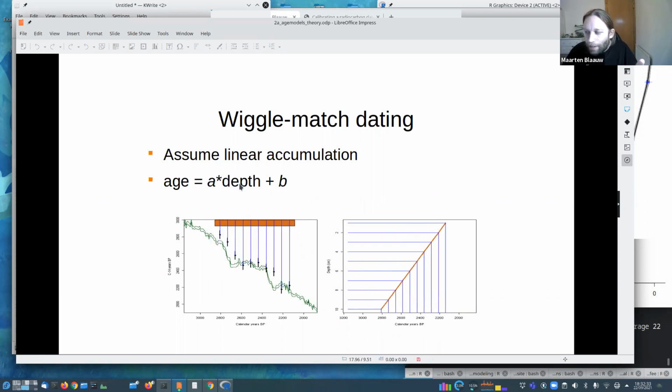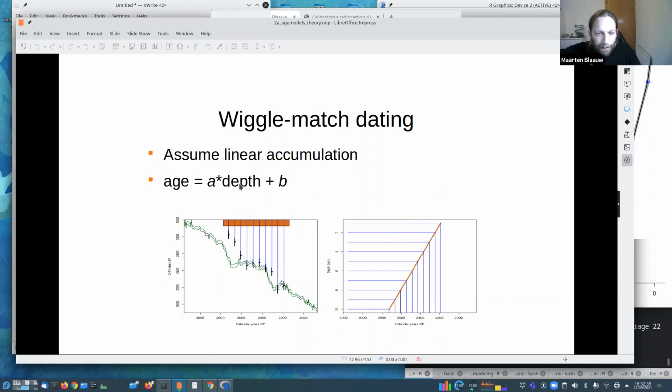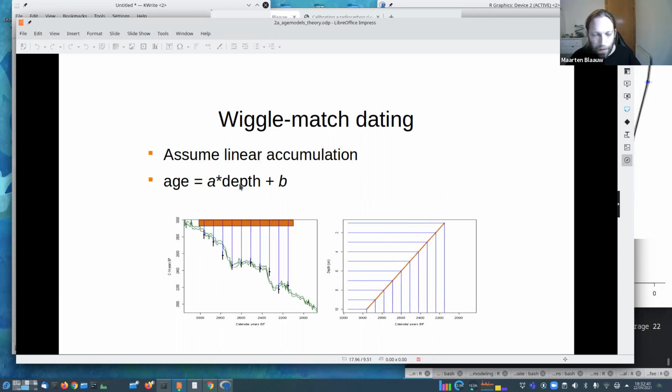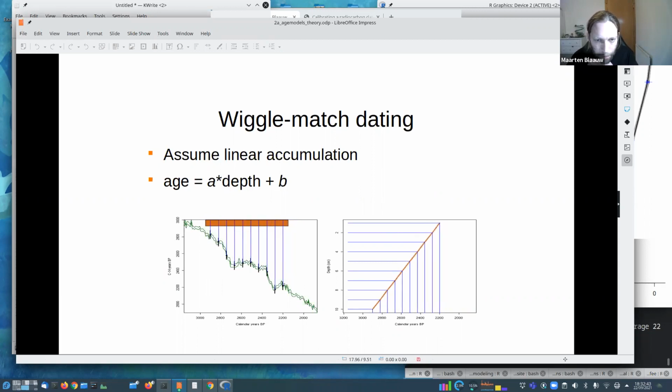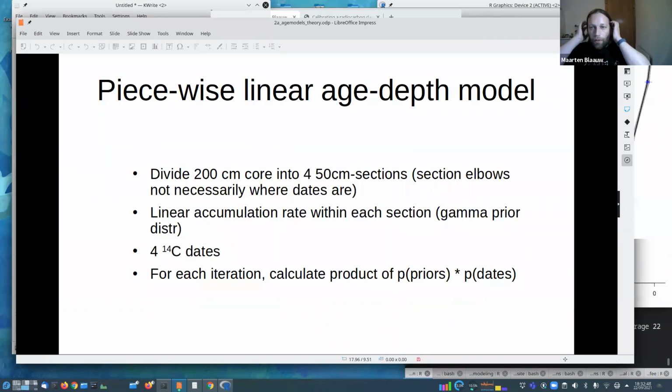So that's, yeah, assuming, that's a very big assumption, but assuming an entirely linear accumulation, which is perhaps not a very reliable thing to assume. So what we are doing now for Bacon is that we have a piecewise linear model. If we have a core of a few meters length, we divide it into sections. Each of those sections is, in this case, 50 centimeters long, so a very wide, very thick section.